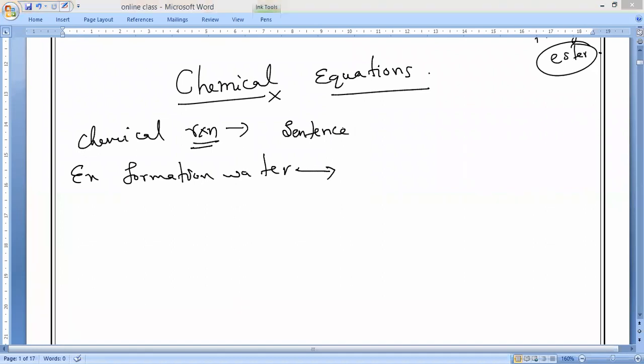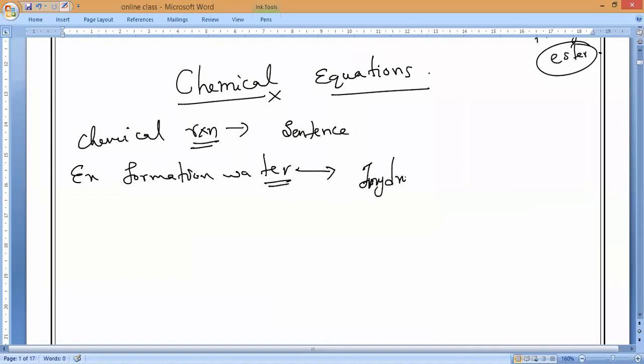Understand? There is no kind of symbolic formula. For the formation of water, we'll write: hydrogen reacts with oxygen and gives you water. So that is what?